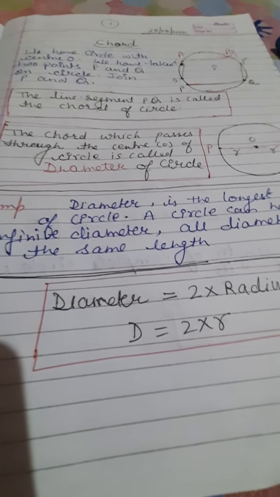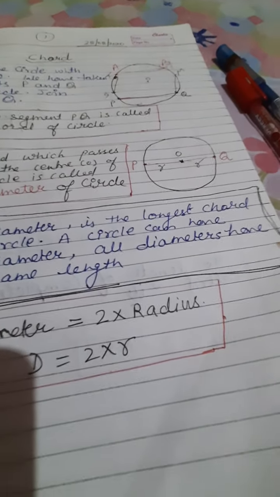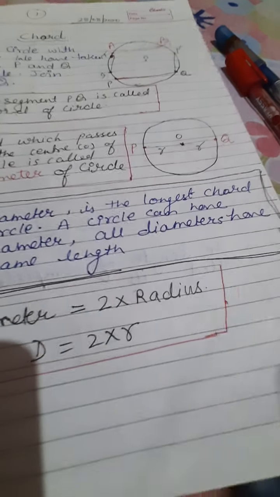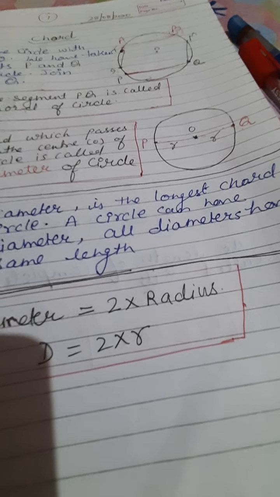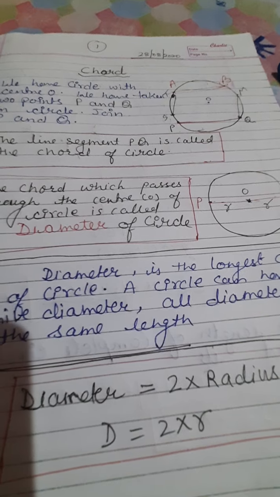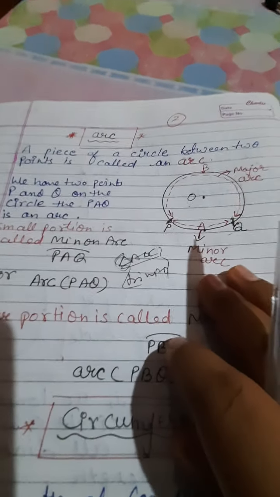One more thing, diameter is the longest chord of any circle. That means the maximum length of a chord can be equal to the diameter of the circle. Okay. I think the concept of chord is very clear to you. Now let's discuss the arc.